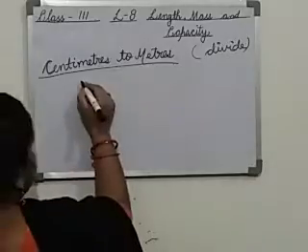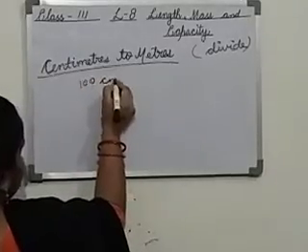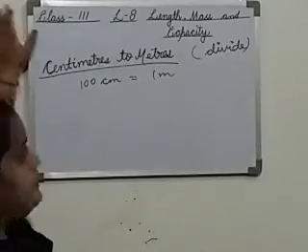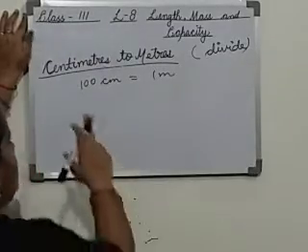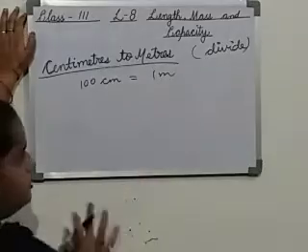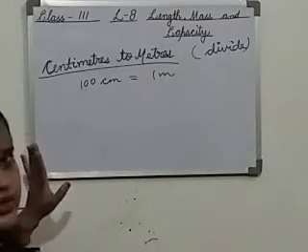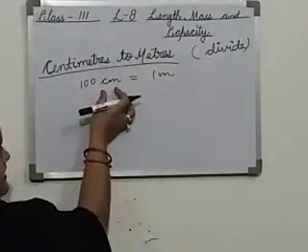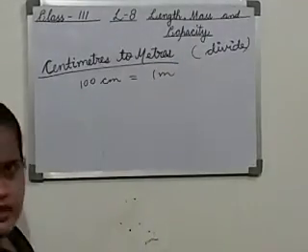What is the relation? Same relation, it is 100 centimeter equals to 1 meter. Now you will say that that time I had written 1 meter equals to 100 centimeter. Here I am writing 100 centimeter equals to 1 meter. Both are same, no difference is there. But we have to change centimeter into meter, so I have written the centimeter first and meter at the last.